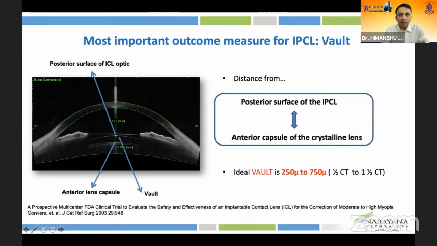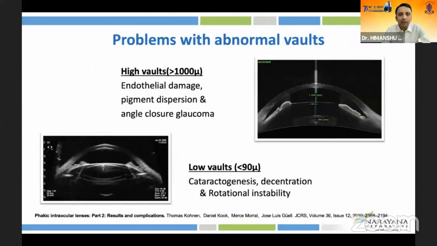Now, vault is nothing but the distance between the back surface of the phakic IOL and the front surface of the crystalline lens. And the ideal vault is somewhere between 250 micron to 750 micron, depending upon the individual cases.